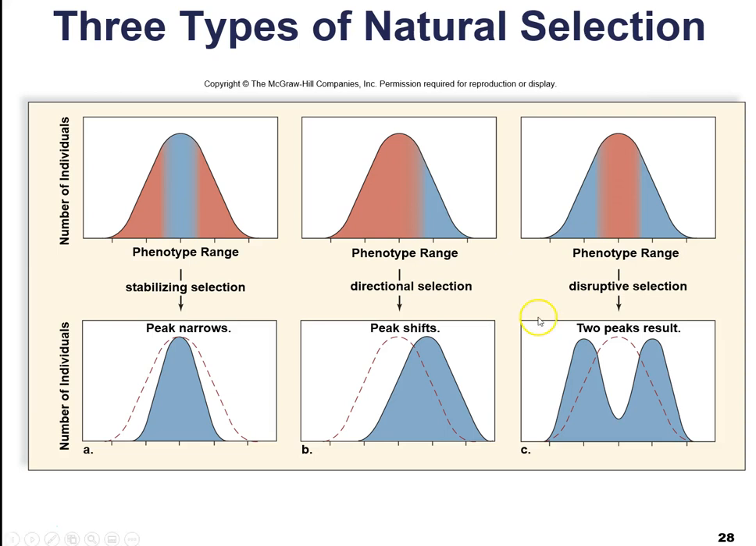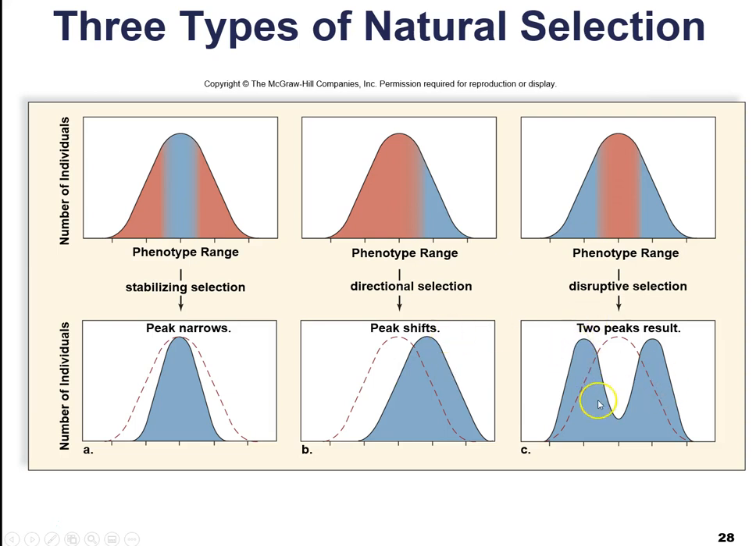Okay, so again, if you look at these 3 types of natural selection here, right, we can see stabilizing, directional, and disruptive. Okay, so here for stabilizing, the peak narrows. And again, this is this bell-shaped curve, the peak narrows because the intermediate phenotype is favored, right? Here, directional selection, the peak shifts, okay?